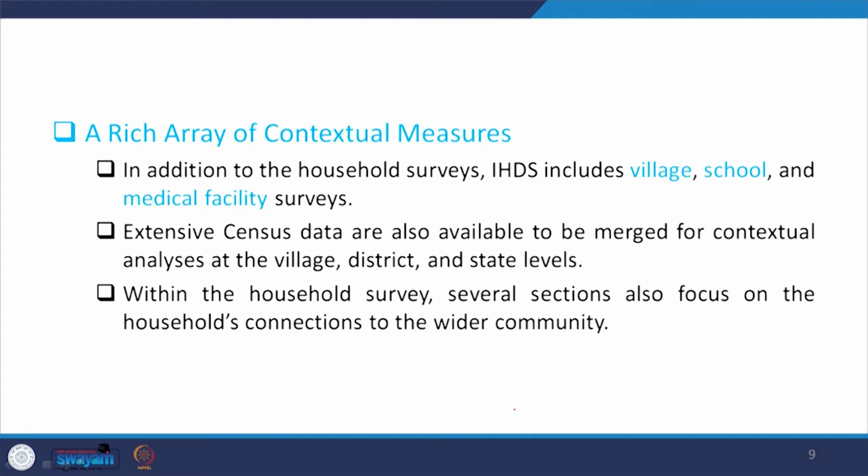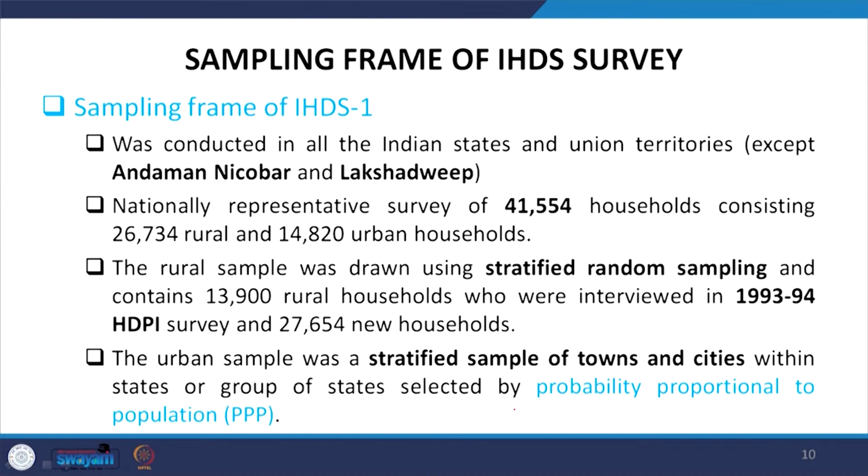We have already discussed the sample frame in our previous lecture for NSS. Now, let us understand the sampling design part, where the sampling frame carries the most important portion. It was conducted in all the Indian states and union territories except two, that is Andaman Nicobar and Lakshadweep. So, this is a nationally representative survey, covering 41,554 households consisting of 26,734 rural and 14,822 urban households.